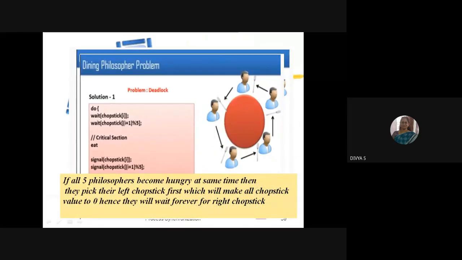You see the immediate statement below. If all the philosophers become hungry at the same time, then what do we do? This is the situation that occurs. First, they start picking the left chopstick, and what will be the value of chopstick then? Initially, it was 5. When every philosopher picks their chopstick, the value becomes 0. Okay, so what is the philosopher doing? Waiting for the right chopstick.